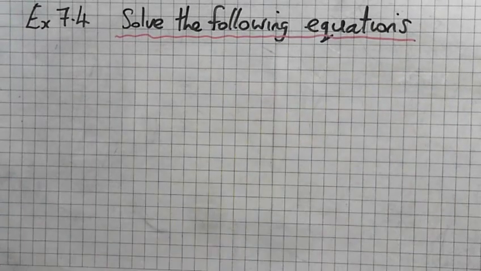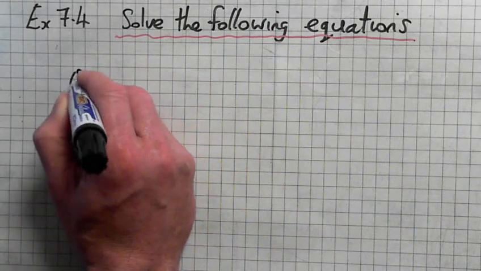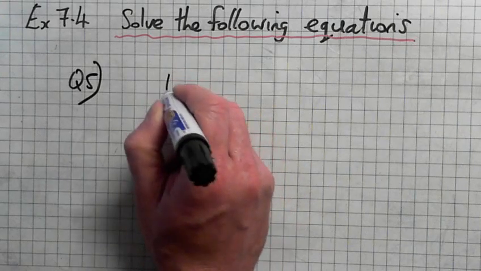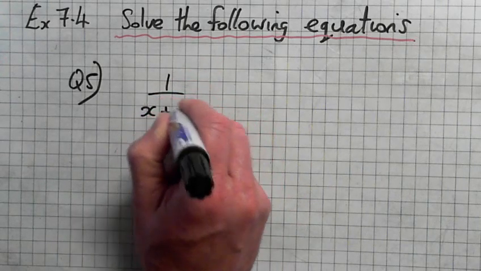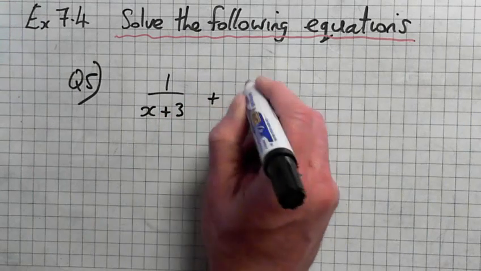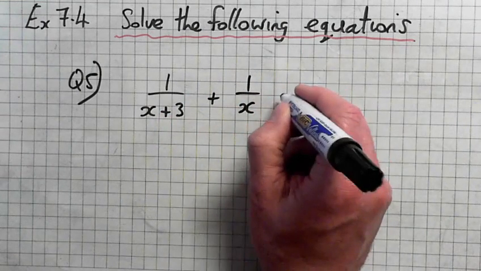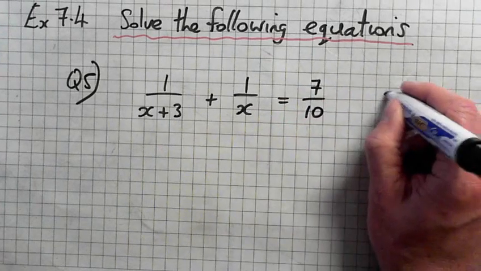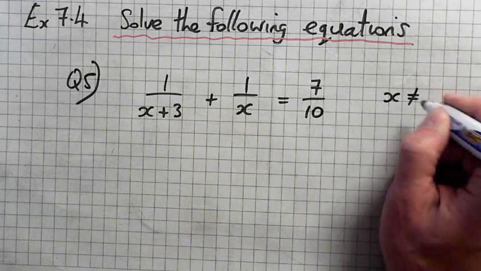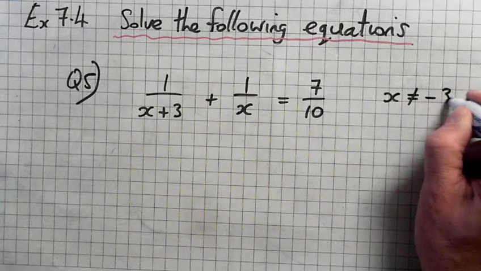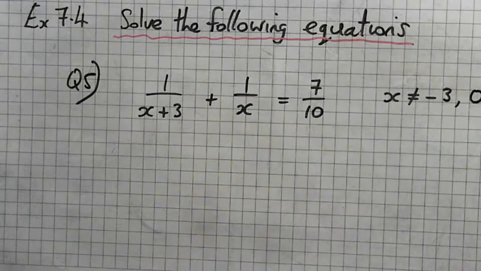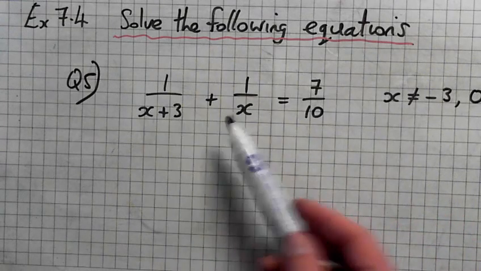Okay? Right, we'll try a harder one. So question 5. So what page is this on? 161. 61 on yours. 159 on mine. And at the end, it writes this. X is not equal to minus 3 or 0. So it's telling me, right, x is definitely not equal to minus 3 or 0.